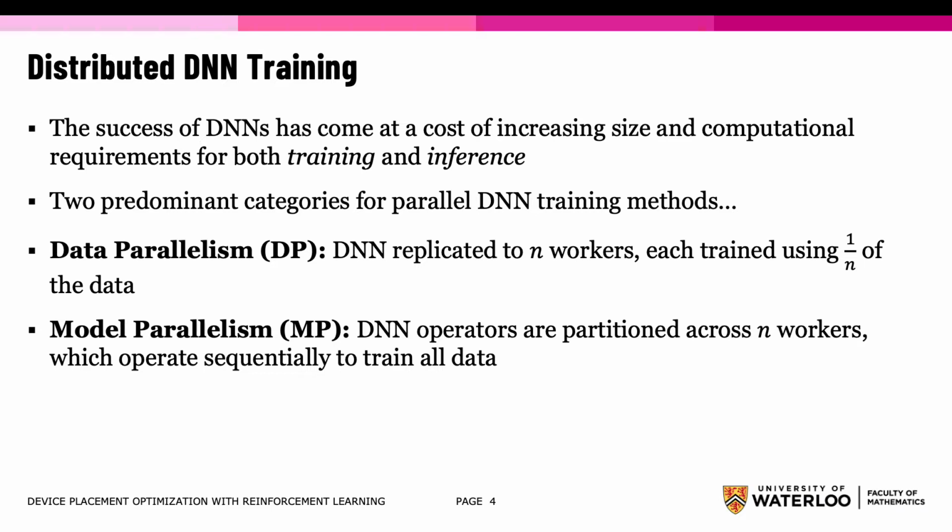Now, existing parallelization strategies for training a deep neural network fall into two predominant categories, being model parallelism and data parallelism. Data parallelism essentially replicates the model to n workers and then distributes the data proportionally to each of these workers. In model parallelism, the deep neural network operators, or usually layers, are partitioned across these n workers, and then they operate sequentially to train all the data.